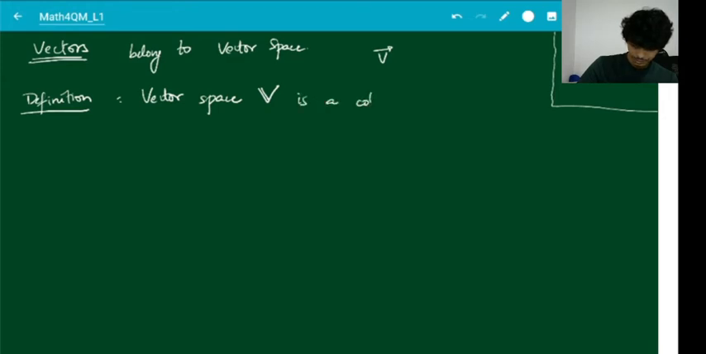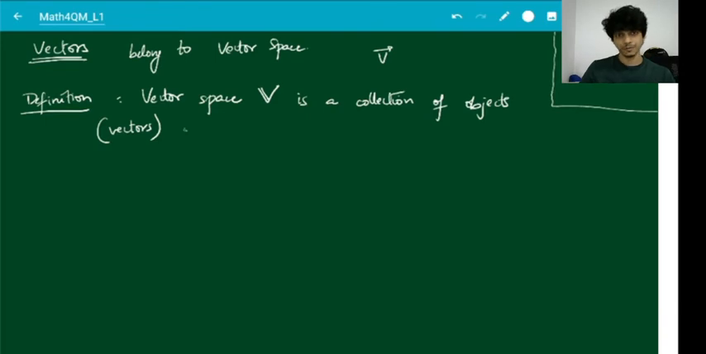is a collection of objects called vectors, and I'm going to denote them with this very strange kind of notation which you've probably never seen before. I'll call them V, W, and so on. These are all vectors. So the name of the vector is V or W, but I'm putting them inside this strange kind of an object, and this is called a ket.